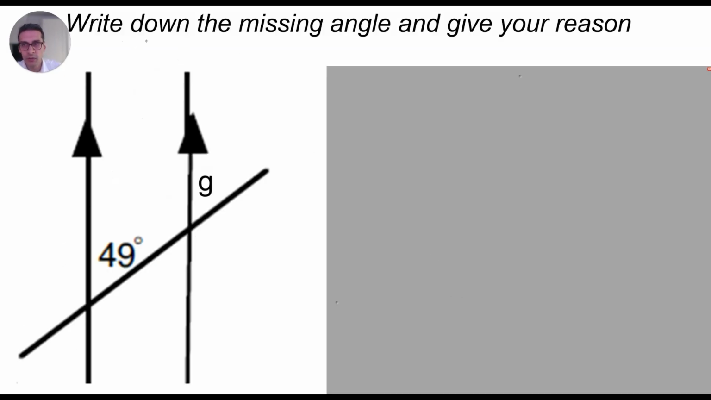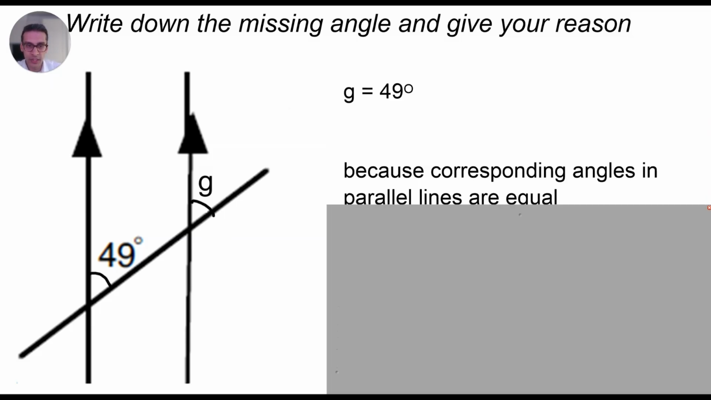Here's another question here. Write down the missing angle and give your reason. So you now know you could have a few reasons for some of these questions, but only one of them is going to be the easiest answer. And in this case, it's going to be 49 and G are corresponding angles, and corresponding angles in parallel lines are equal.